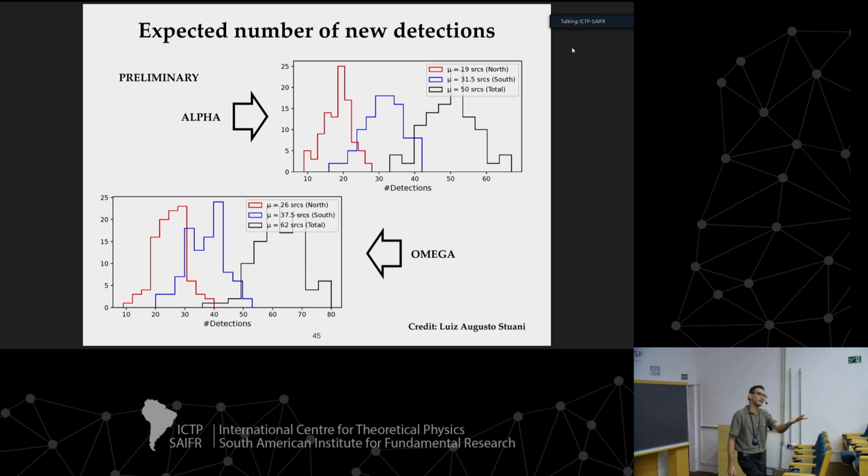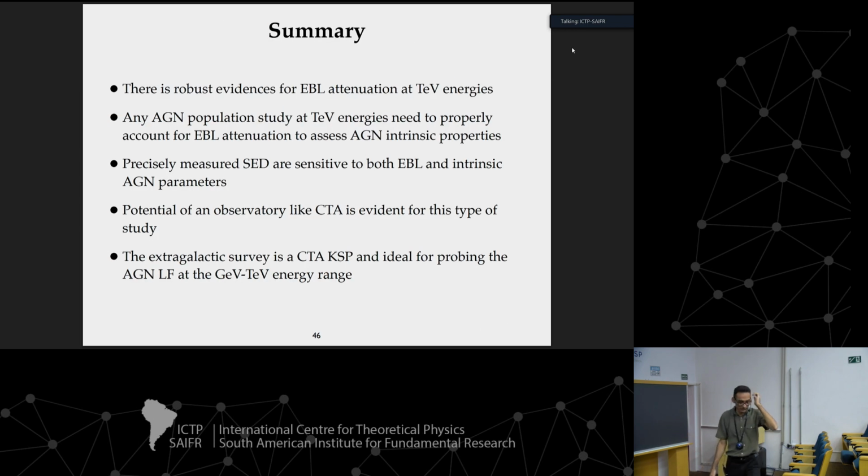And of course, there are lots of sources which are already known, and CTA will also observe them, because they were already detected by Fermi and other ACTs. So these would be only new sources and very highly statistically significant sources. But we're still working on that, to tune these numbers.